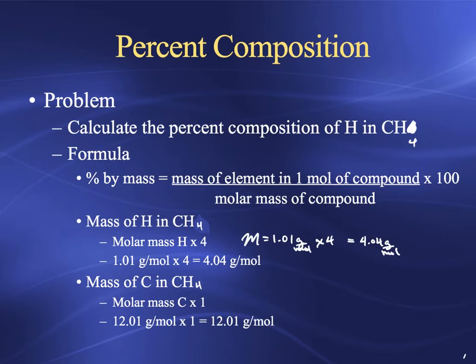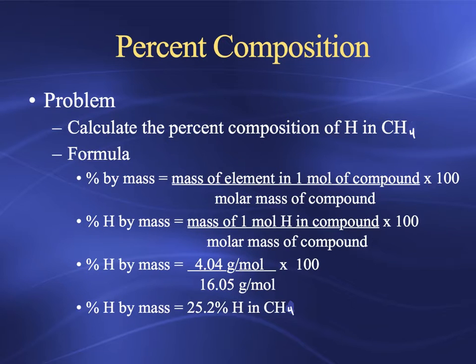So that means that in methane, the mass of the hydrogen is really 4.04 grams per every 1 mole of it. The mass of carbon in 1 mole of CH4: there's only 1 atom of carbon, so we took the 12.01 grams per mole times 1 and got 12.01 grams per mole. That's the mass of a single carbon atom. If I'm trying to find the percent by mass, I have to plug in depending on what I'm looking for, in this instance, hydrogen. So the percent by mass is the mass of the element in 1 mole of the compound times 100.